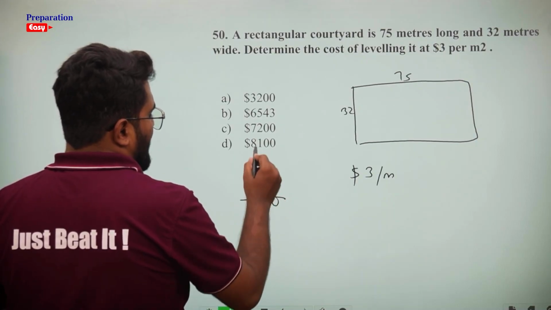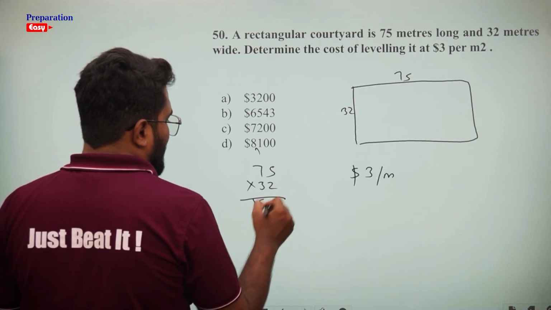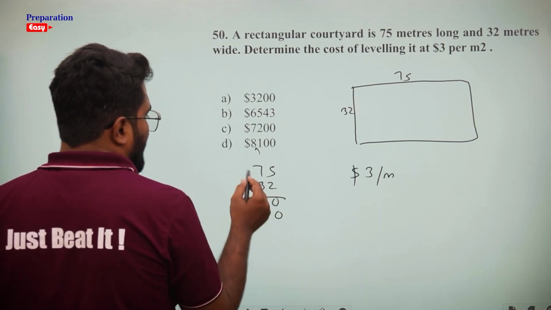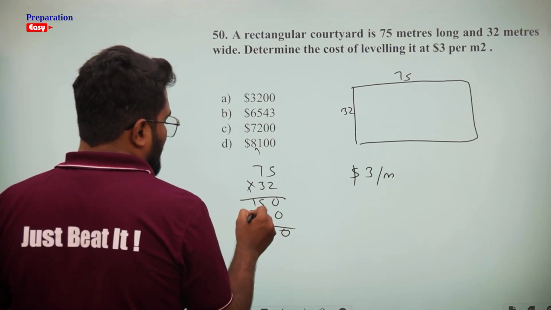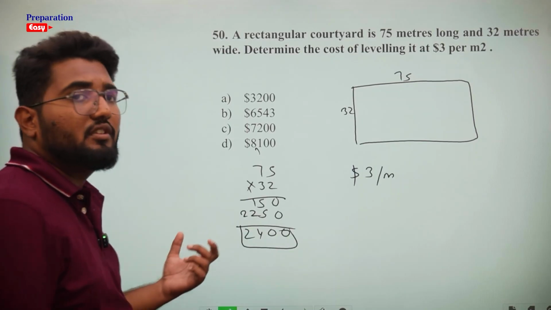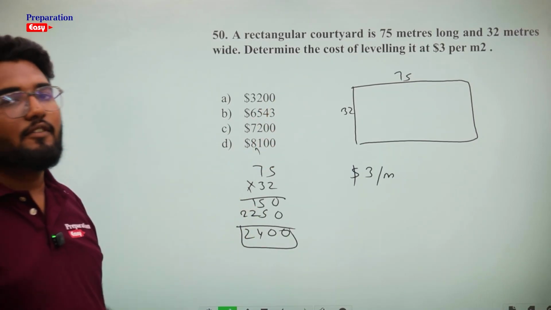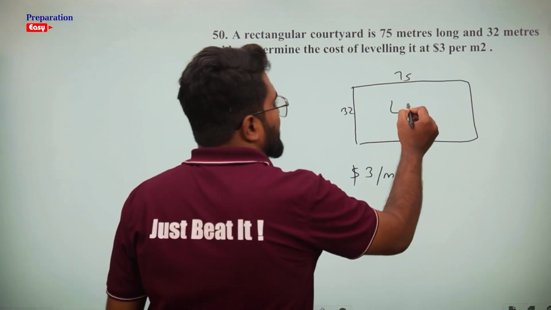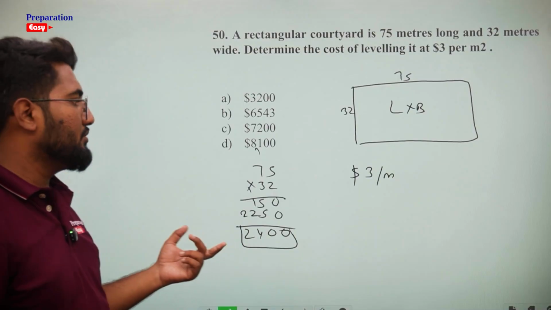5 2s are 10, 0 carry 1, 7 2s are 14 plus 1 is 15. 5 3s are 15, 5 carry 1, 7 3s are 21, 22. So we get 2400. Why had I multiplied 75 into 32? Because this is the formula for area. What is the formula of area of rectangle? That is L into B, that is 75 into 32 that I had calculated.